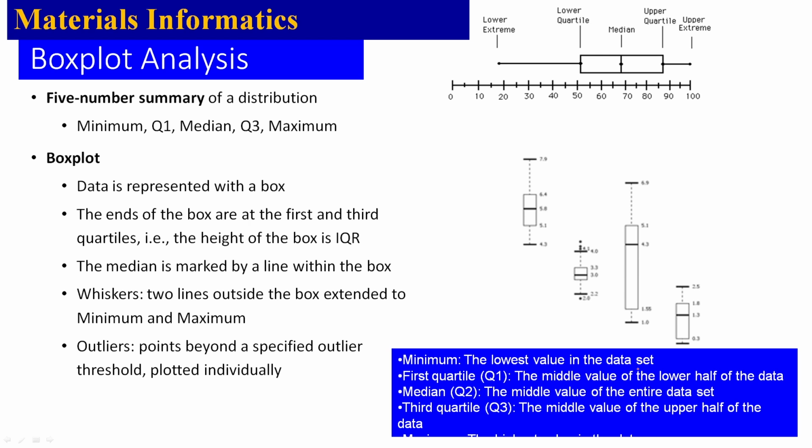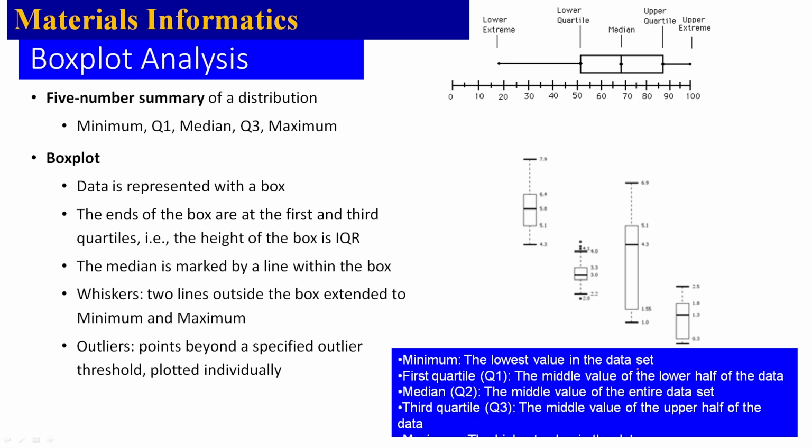Normally, quartile means 25%, right? You divide your data into 4 quartiles, 25, 25, 25, 25%. If you take the first 25% of data, then take the middle value of that, it is called the first quartile. Median is already discussed, the middle value of the entire data set. Third quartile is the middle value of the upper half of the data, you understand, right? First quartile is the lowest 25% of data, then the second quartile, then the third quartile comes, and maximum is the maximum data.